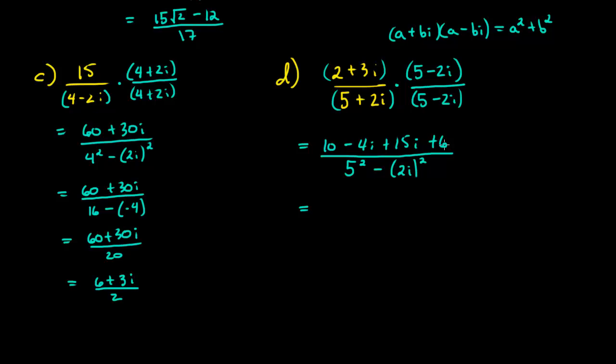Well, 10 plus 6 is 16 in the numerator. Negative 4i plus 15i is positive 11i. And in the denominator, I'll have 25 plus 4, which is 29. So this simplifies to 16 plus 11i over 29.